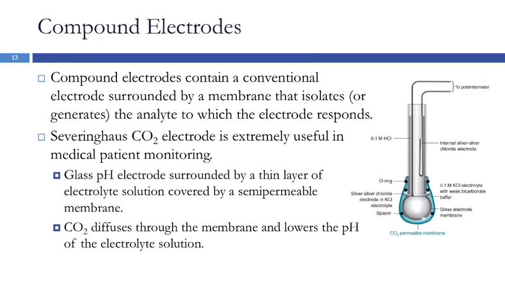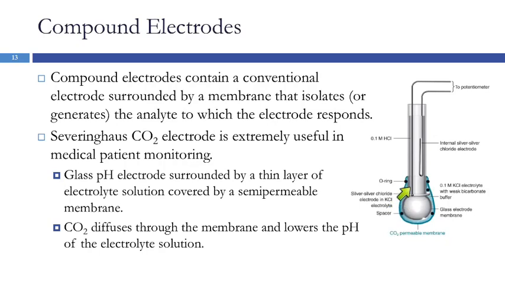Compound electrodes. These have a conventional electrode that's surrounded by a membrane that either isolates or generates the analyte to which the electrode responds. The one example that was given in the Harris book was the Severinghaus CO2 electrode. This is very useful in monitoring CO2 levels in patients, in humans.